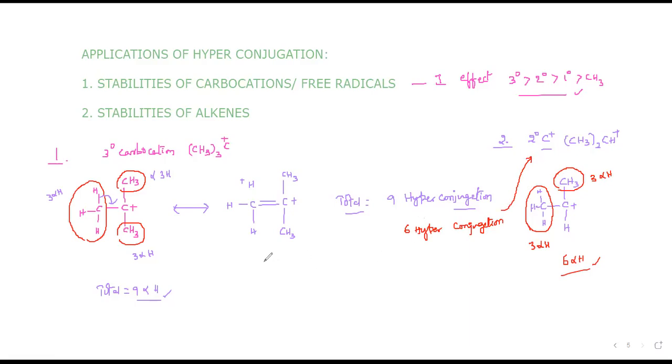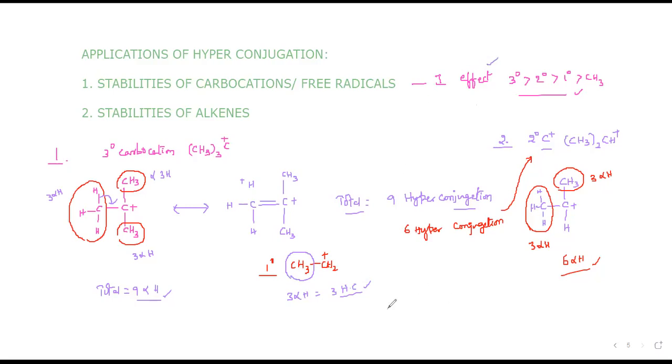If I go for the primary, primary CH3CH2 plus, how many alpha hydrogens does this have? Primary has only 3 alpha hydrogens. 3 alpha hydrogens means how many hyperconjugated structures? 3 hyperconjugative structures. This means the stability order of carbocations is similar to the order of inductive effect.